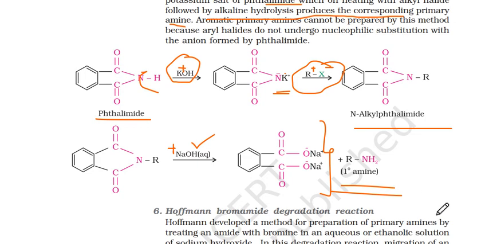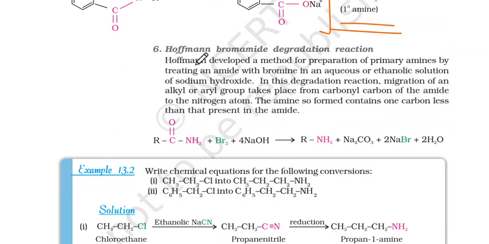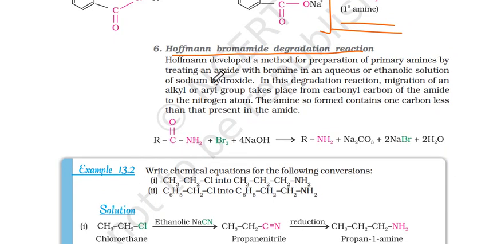Now we have the Hofmann bromamide degradation reaction, another important reaction. Hofmann developed a method for preparation of primary amines by treating an amide with bromine in an aqueous or ethanolic solution of sodium hydroxide. So you can take sodium hydroxide. If you make this amide react with bromine, you will get an amine.